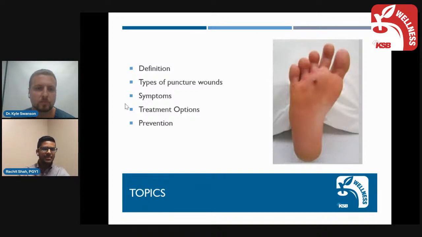So today we're going to be talking about puncture wounds. We're going to start off by defining what a puncture wound is, talk about the different types of puncture wounds we have, review the symptoms that we commonly see with puncture wounds, discuss the treatment protocols, and then lastly talk about the prevention of puncture wounds.